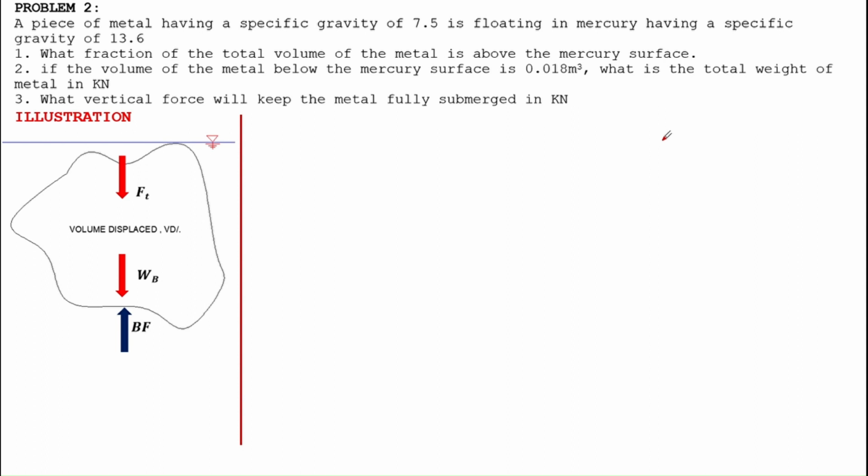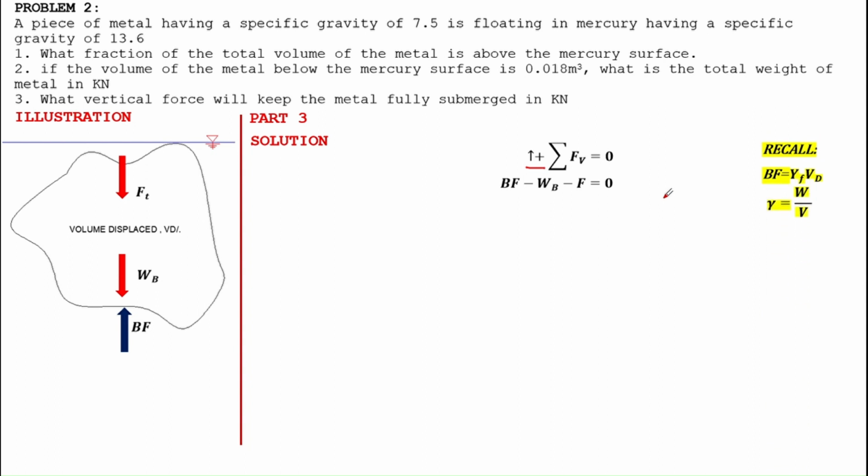For our solution to part 3 of the problem, we will use the same equilibrium equation. Summation of all vertical forces is equal to 0, with sign convention, upward forces being positive. Buoyant force minus weight of metal minus the additional force F. Recall the formula for buoyant force and weight. Unit weight of fluid times volume displaced minus unit weight of metal times volume of metal minus the additional force F is equal to 0.